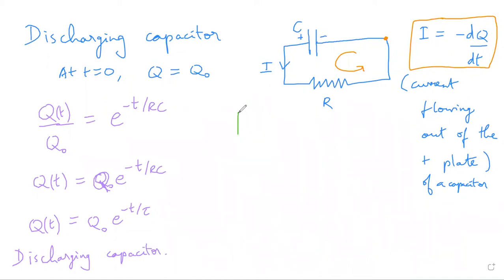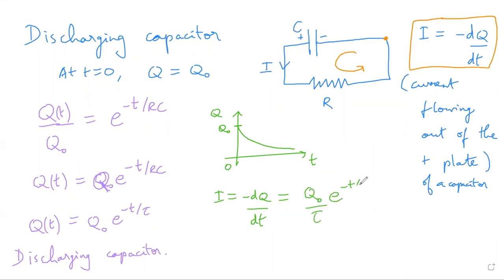Looking at the properties of this solution, if we plot the charge as a function of time, what we see is that it has an exponential decay. Starting value, of course, is Q naught. If we look at the current, well, remember that I is minus dq over dt because the current is coming out of the positive plate. And so this gives us Q naught over tau times e to the minus t over tau. And if we plot this current as a function of time, then what we see is that we start out with a large current, but then it exponentially decays.